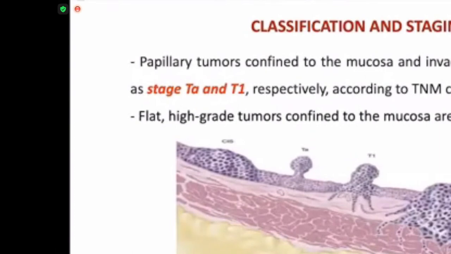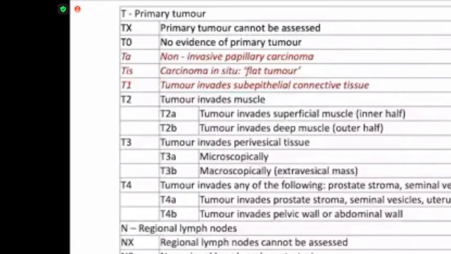Classification and staging system. You can see papillary tumors confined to the mucosa and invading the lamina propria are classified as Ta and T1, respectively, according to the TNM classification system. Flat high-grade tumors confined to the mucosa are classified as CIS or Tis. All of them can be treated by transurethral resection of the bladder and then combined with intravesical chemotherapy. This is the TNM classification system of the European Association of Urology: Ta, Tis or CIS, T1. All of them are also known as non-muscle invasive bladder cancer.